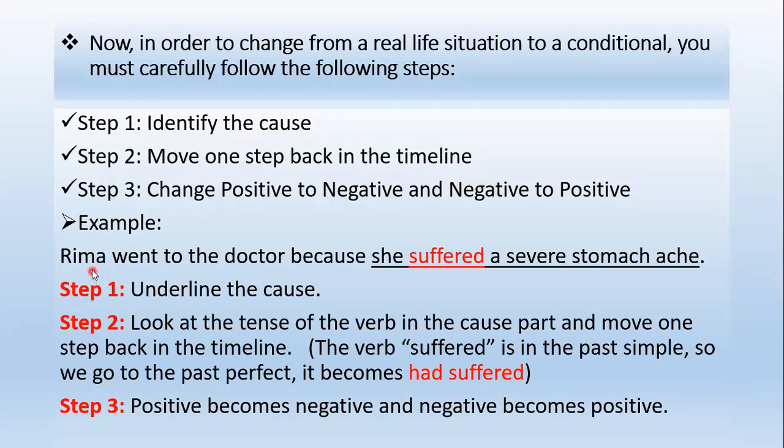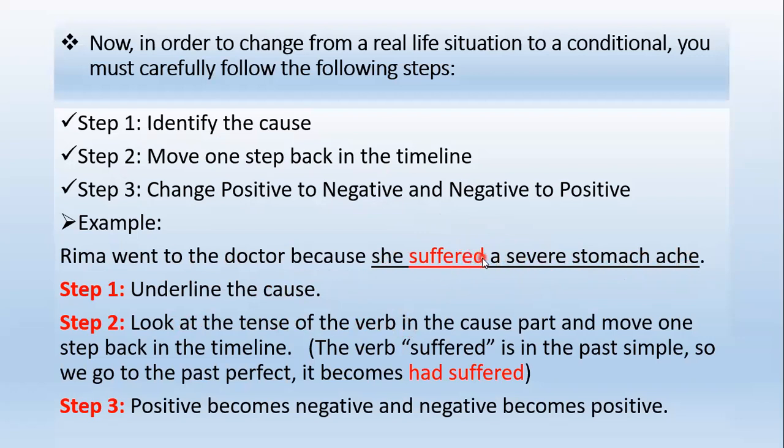For example, Rima went to the doctor because she suffered a severe stomach ache. Now, what's the cause? She suffered a severe stomach ache. As a result, she went to the doctor. So first step is we identified the cause part. Second step, we're going to look at the tense of the verb in the cause part. So what's the verb here? Verb suffer. What's the tense of it? It's in the past. Suffered.